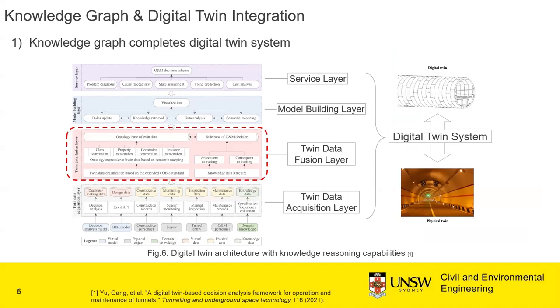So that's why the most up-to-date research is trying to combine the digital twin with the knowledge graph. Here is an architecture example, and we can see in a digital twin architecture, there are different layers, such as the data acquisition layer, and also the data fusion layer, and the digital twin is embedded mainly in the data fusion layer to act as the medium of different formats of the data. So we could say that the knowledge graph completes the digital twin because it provides the digital twin with the function of integrating different formats of the data.